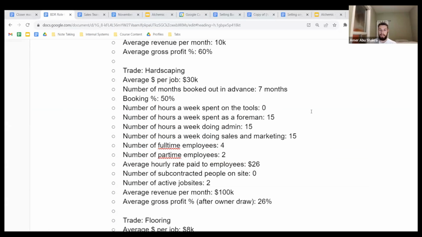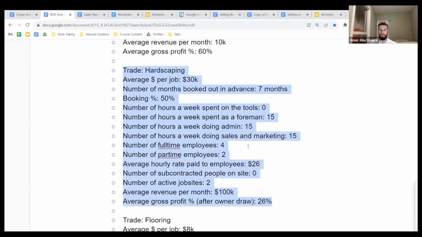Here's some stats about this business. Okay, it's a hardscaping business. Their average dollar per job is $30K. They're booked 7 months out. They're closing 50% of the time. The owner spends 15 hours a week as a foreman, 15 hours a week on admin, 15 hours a week on sales and marketing. He has 4 full-time employees, 2 part-time employees. This is the average wage. This is the number of active job sites. This is the average revenue per month. And this is the average gross profit after owner drop. So tell me, what should this guy most likely focus on next?